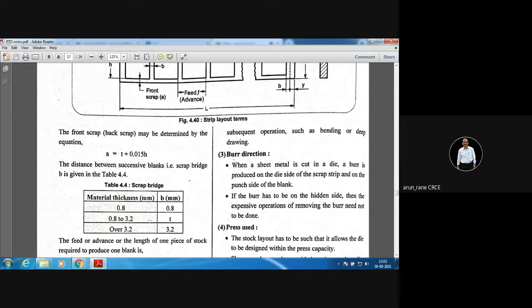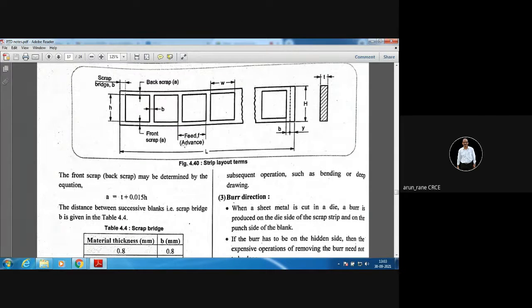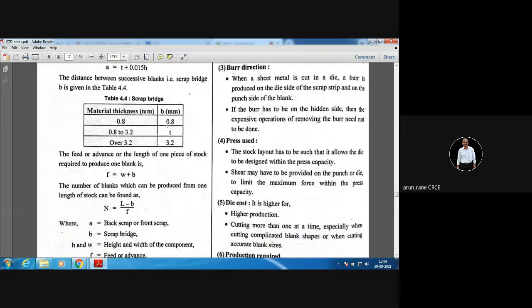Now coming to the dimension F. F is nothing but the pitch, and this can be calculated once you find out the value of B. So if the length of this component is 50 mm, you have to add the value of B to get the pitch. Okay? Is this clear? That is how to find out the pitch.